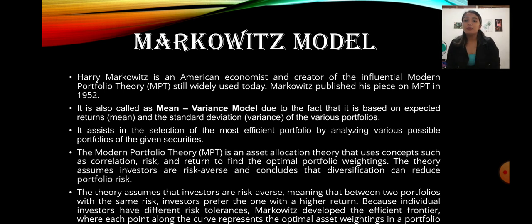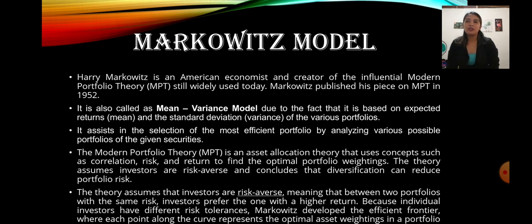It assists in the selection of the most efficient portfolio by analyzing various possible portfolios of the given securities. The modern portfolio theory, which is the Markowitz model, is an asset allocation theory that uses concepts such as correlation, risk, and return to find the optimal portfolio weightings. The theory assumes investors are risk averse and concludes that diversification can reduce portfolio risk. Risk averse means that between two portfolios with the same risk, investors prefer the one with a higher return.